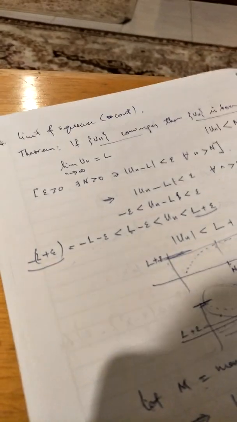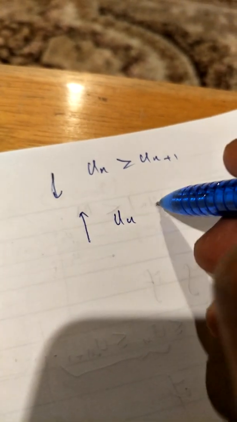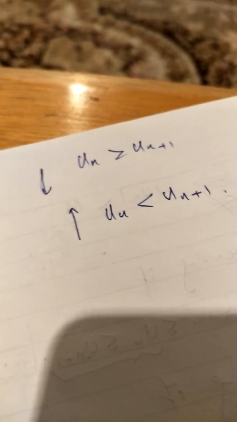Let's say I have un and un plus 1. So is this an increasing or decreasing sequence? Remember that for a decreasing sequence we have un greater than un plus 1. For an increasing sequence, we have un less than un plus 1.